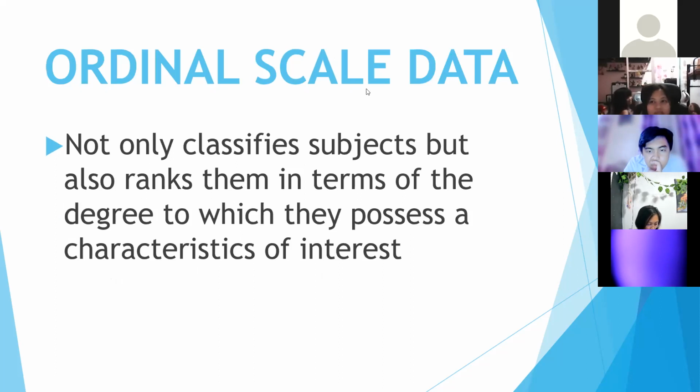Now, the next one is the ordinal scale data. Ordinal, there is order here, or there is ranking. So meaning we have numerical values for the ordinal scale. It's just that we prioritize the ranking of these numbers.